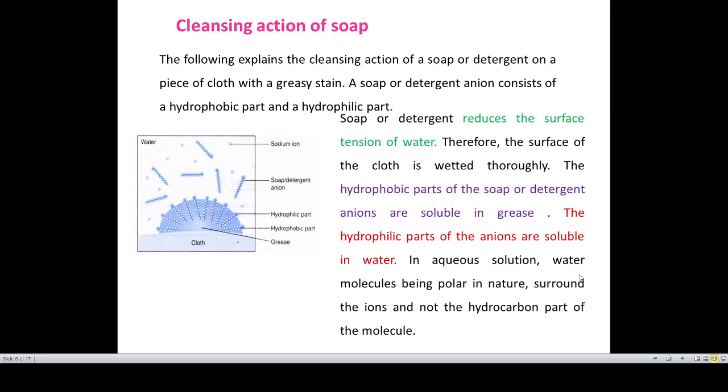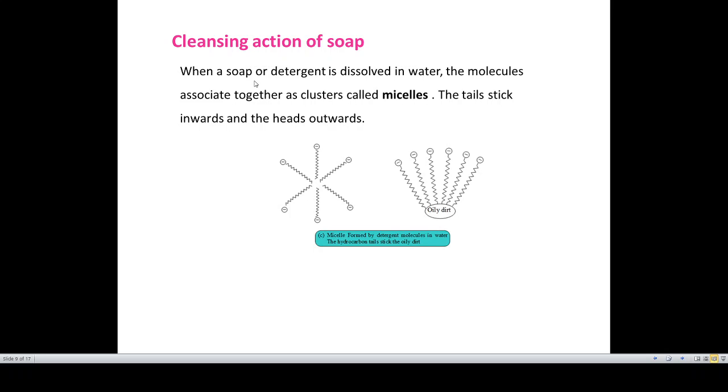Hence, in aqueous solution, we know water molecules are polar in nature. As a result, they surround the ions but not the hydrocarbon part of the molecule, so the water molecules surround the hydrophilic part of the soap or detergent when it is rubbed on a cloth containing greasy or dirty material. Upon dissolving in water, because of the hydrophobic and hydrophilic parts, the molecules associate together as a cluster, and these clusters are called micelles.